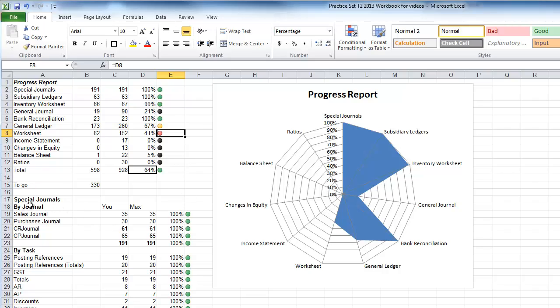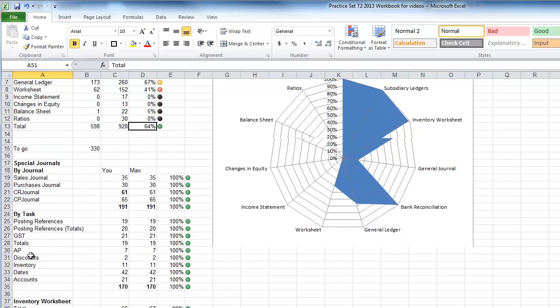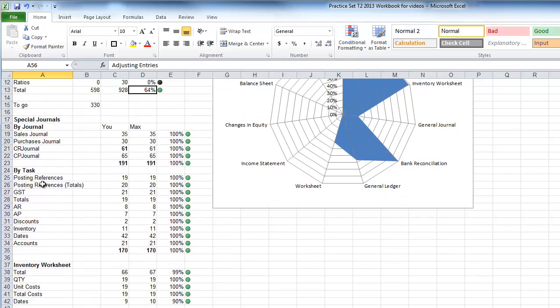But back to the special journals. You could look at them by journal, or you could look at all the journals together and look at them by task. So if we look at them by task, we can see right out how do we go in terms of posting references for individual items. Again, there was 19 of those. How did you go for posting references for the totals? There's 20 of those, they're all correct.